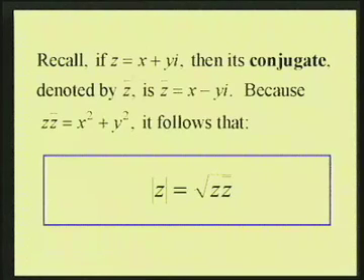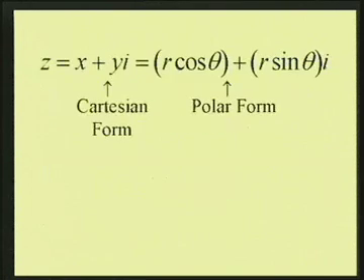Recall, if z equals x plus yi, then its conjugate, denoted by z bar, is z bar equals x minus yi. For that reason, z times z bar is going to equal x squared plus y squared. In other words, we can find the magnitude of z by taking the square root of z times the conjugate of z, z bar.